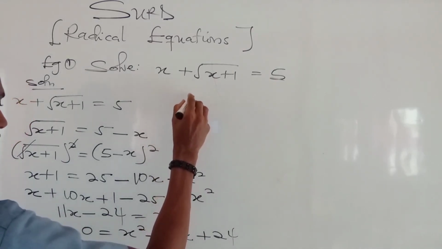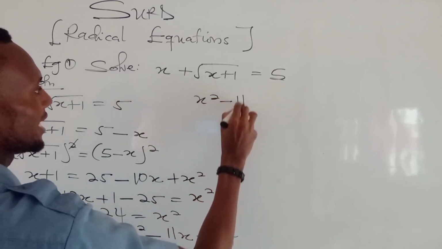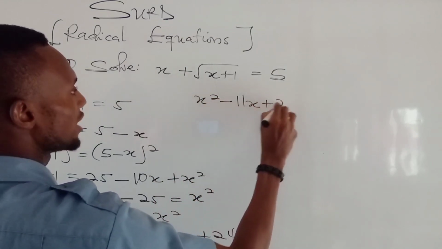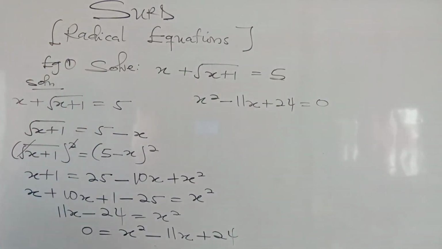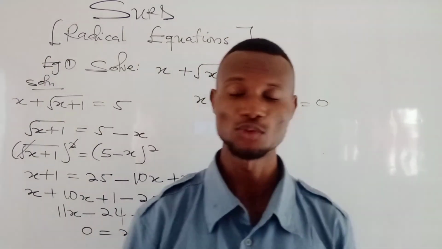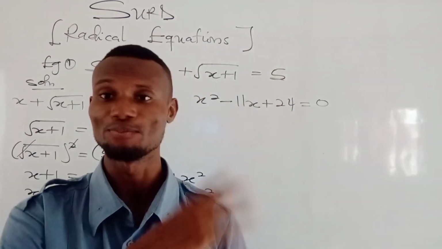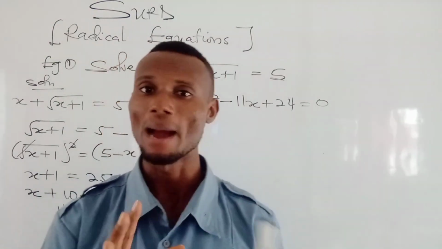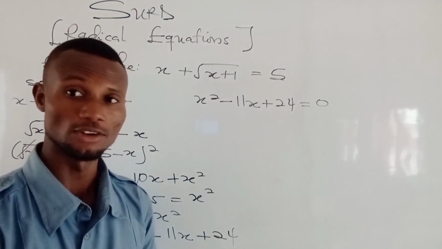okay, I hope you can see. So I have my s squared minus 11s plus 24 equals to 0. Okay, so now we are having a quadratic equation, and I've taught you how to solve quadratic equations in the previous video, so we are going to apply that knowledge to be able to solve for the value of s.